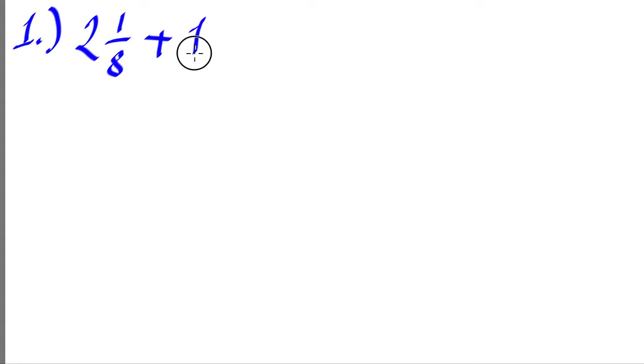For the first example, let's have 2 and 1/8 added to 1 and 3/8. So 2 and 1/8 plus 1 and 3/8. Again, what's the rule? Add the whole numbers and then add the fractions. The whole numbers are 2 and 1. So what's the answer here? 2 plus 1 is 3. That's for the whole numbers.